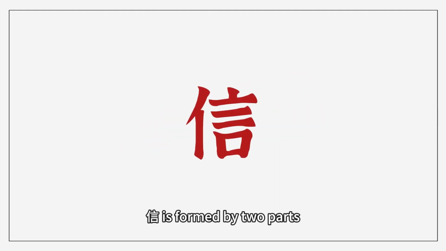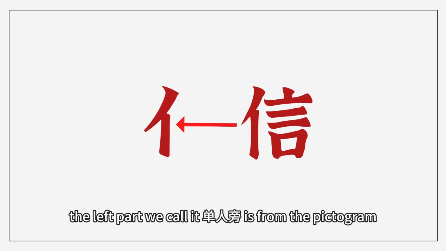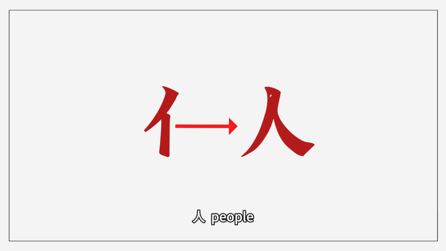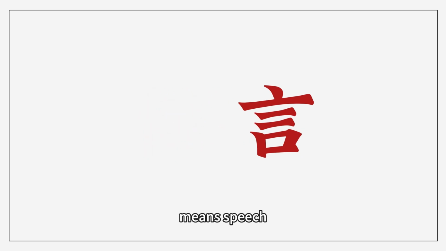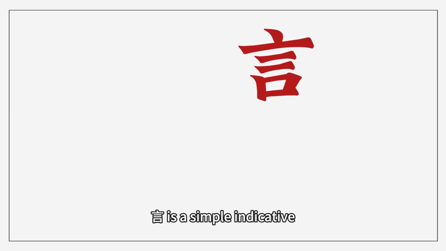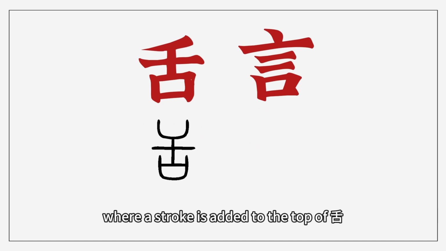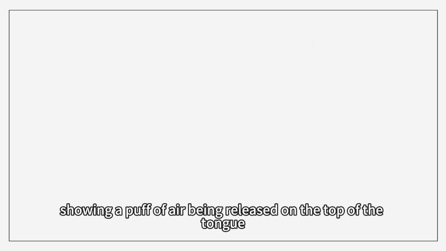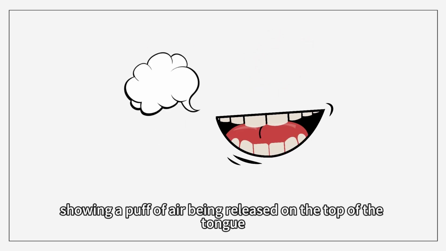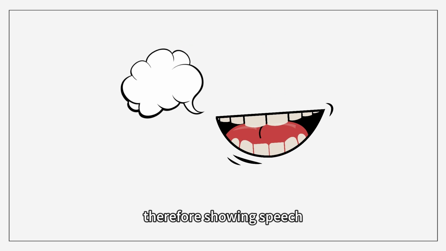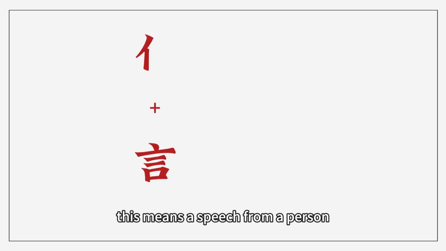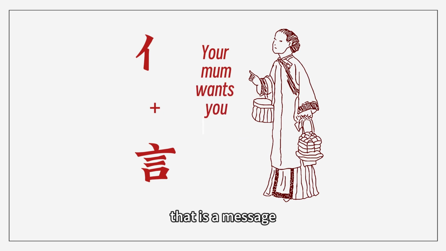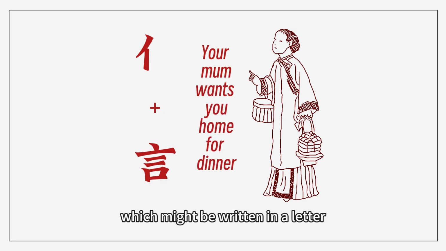信, as a noun, means a letter or message. 信 is formed by two parts. The left part, we call it 单人旁, is from the pictogram 人, people, and the right part, 言, means speech. 言 is a simple indicative where a stroke is added to the top of 舌, a pictogram for the tongue, showing a puff of air being released on the top of the tongue, therefore showing speech. This means a speech from a person that is a message which might be written in a letter.